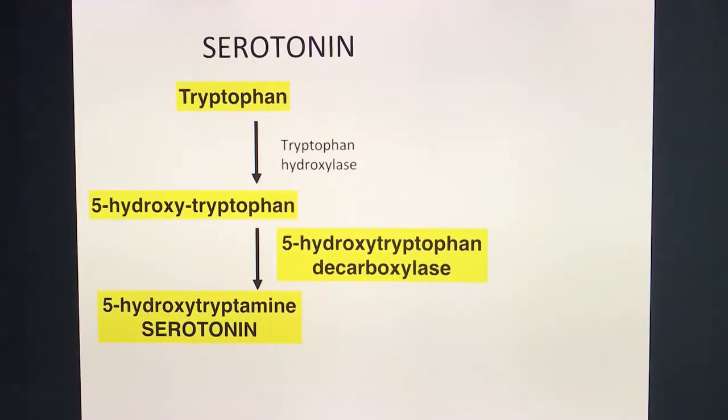Now let us look at this very important pathway, the metabolism of serotonin. The precursor of serotonin is the amino acid tryptophan. Tryptophan is hydroxylated into 5-hydroxytryptophan. The enzyme that catalyzes this is tryptophan hydroxylase. Now 5-hydroxytryptophan will undergo decarboxylation, and it now becomes the famous 5-HT or 5-hydroxytryptamine. This is serotonin. The enzyme that catalyzes this is 5-hydroxytryptophan decarboxylase. So serotonin is 5-hydroxytryptamine.